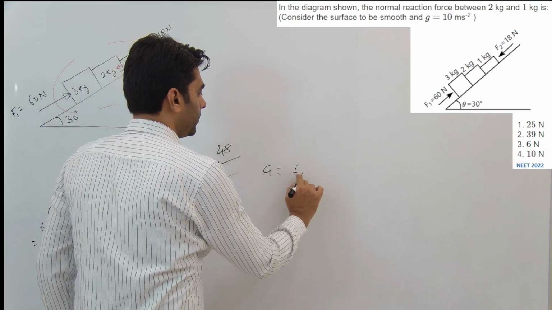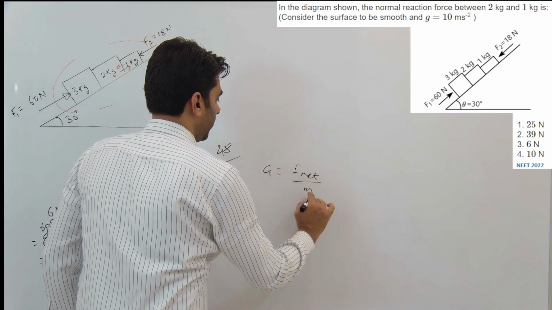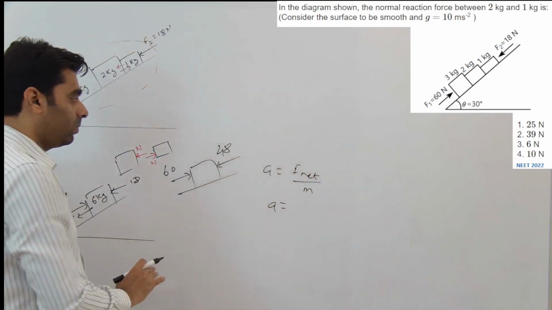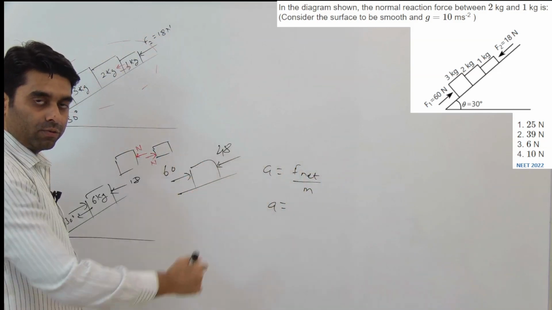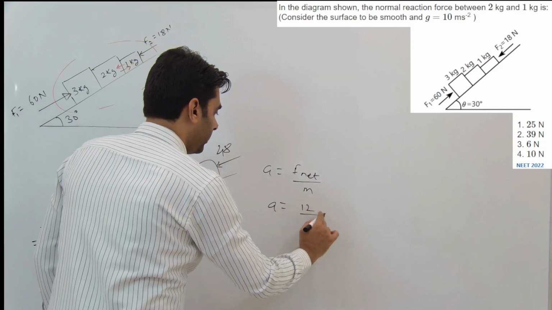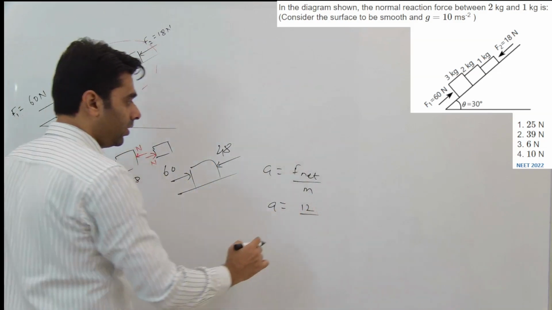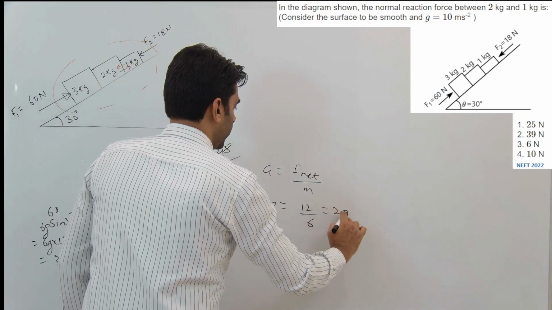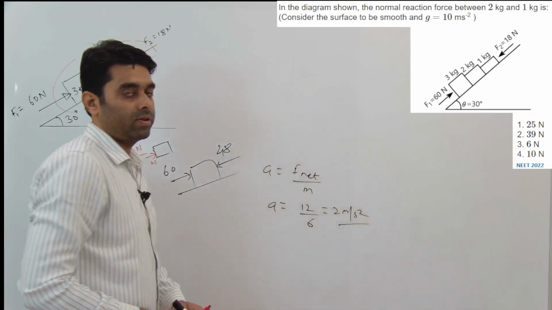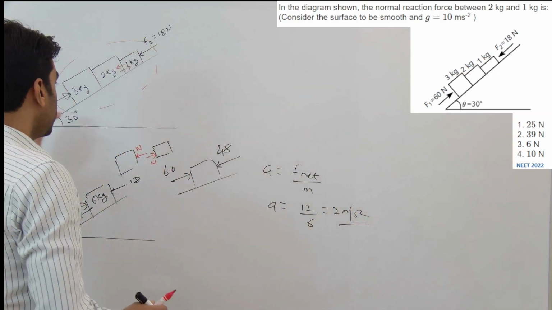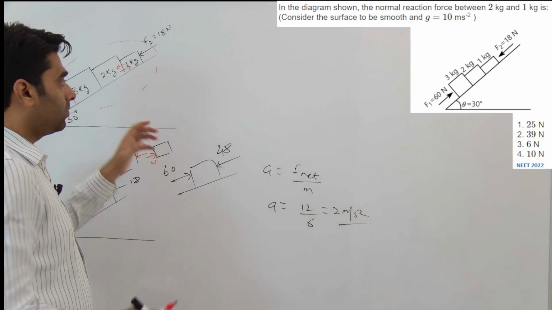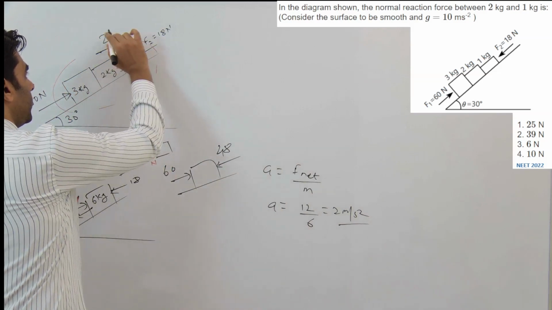Acceleration we can write as F net by M. F net, how much is it? 60 minus 48, that will be your 12, divided by the total mass of the system, which is your 6. So we are getting acceleration as 2 meter per second square. This is the acceleration of each block in the upward direction, 2 meter per second square.